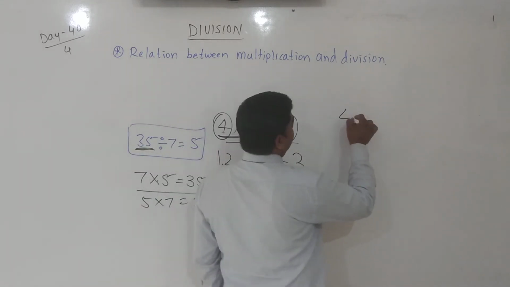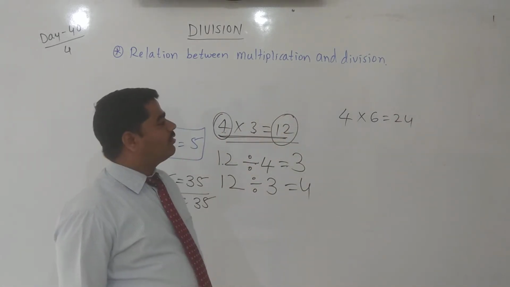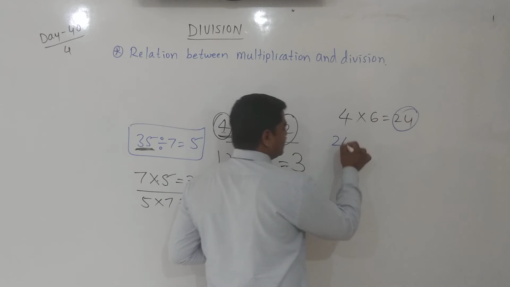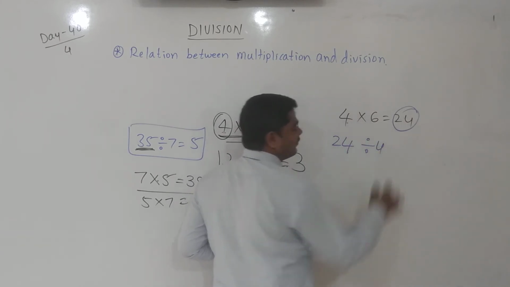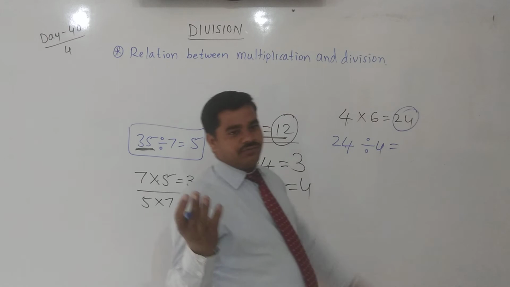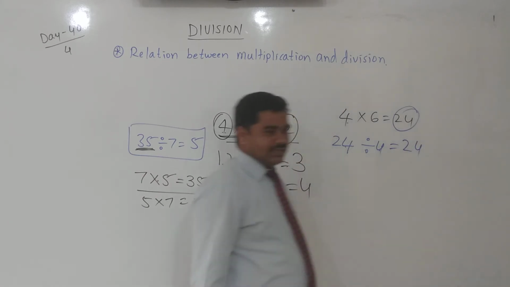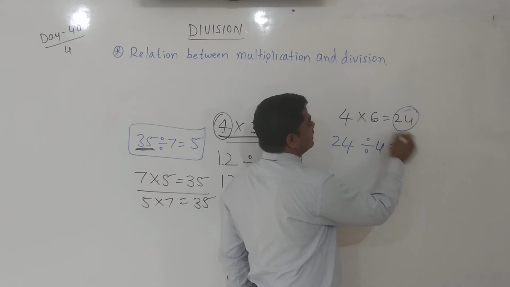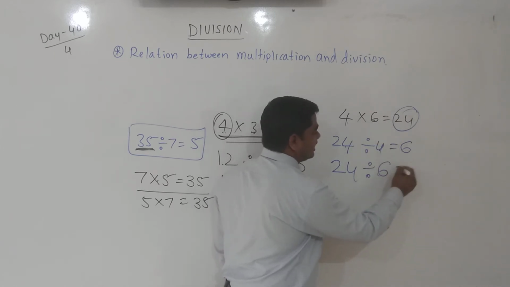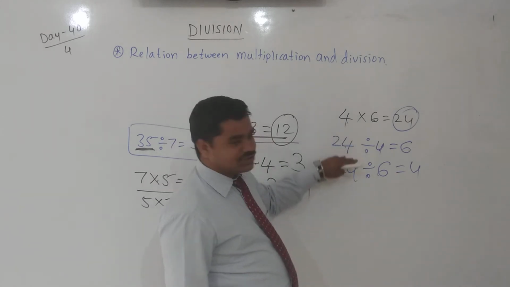Means, 4 into 6 it is 24. 4 sixes are 24. We have to change it into a division sentence. How? The bigger number, the product, we take as the dividend, then any one of the factors you take as a divisor. 24 divided by 4, then count 4s until you get 24: 4 ones are 4, 4 twos are 8, 4 threes are 12, 4 fours are 16, 4 fives are 20, 4 sixes are 24. Correct? Then we have to write here 6. Next we can write 24 with divisor 6, then the quotient will be, yes, 4. This is changing a multiplication sentence into a division sentence.